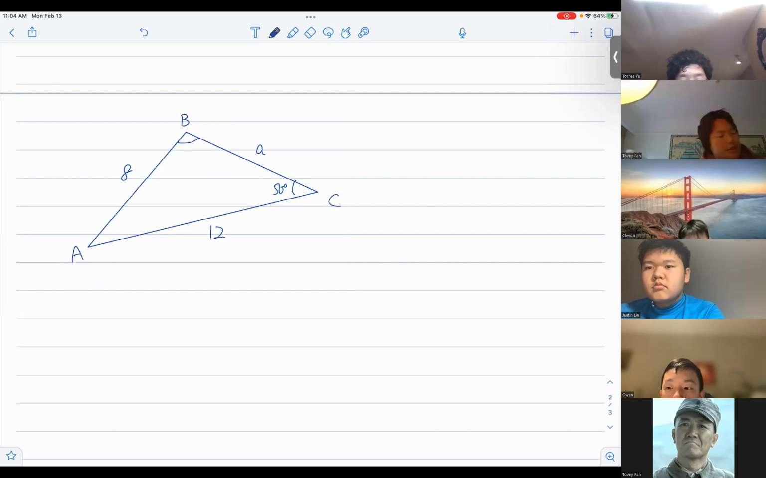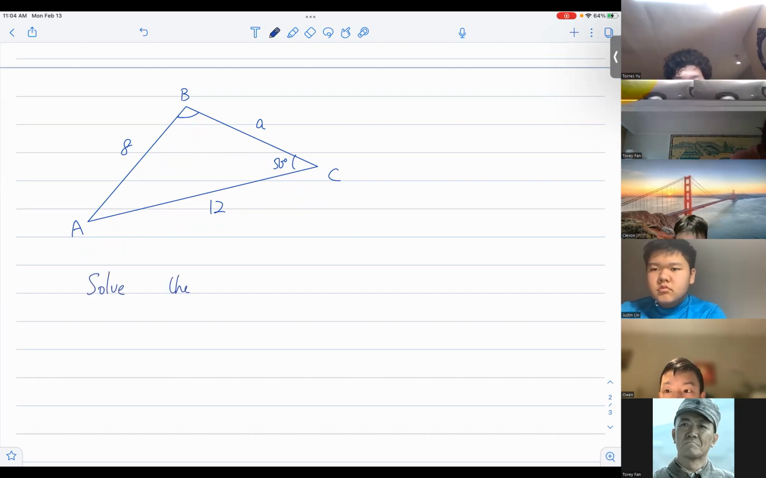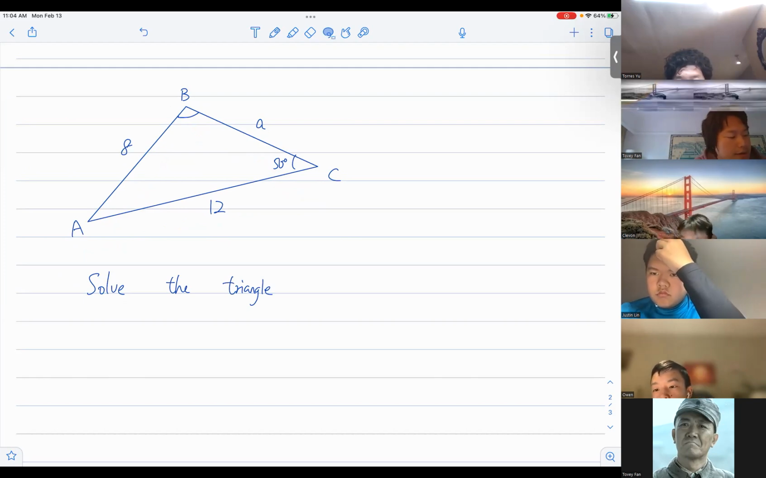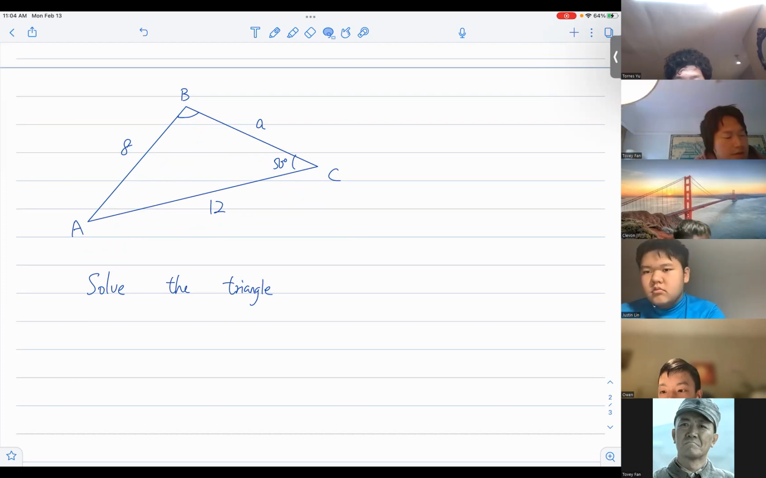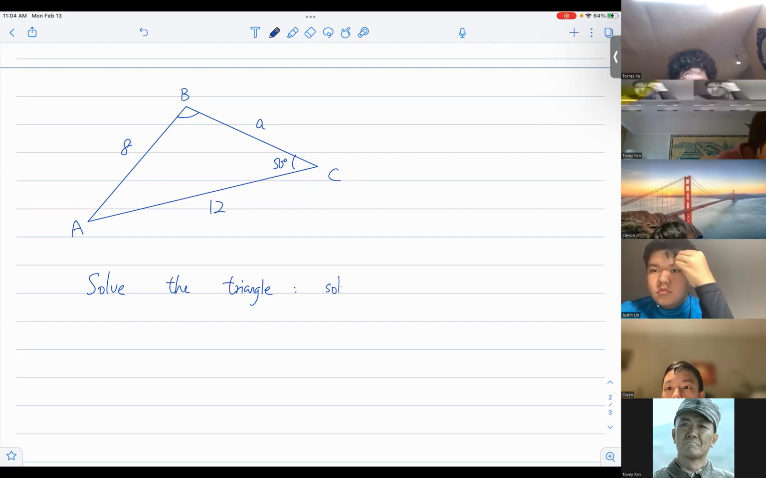To find the length of each side and the degree measure of each angle, we usually just say solve the triangle. Solving the triangle is the most common type of question that you will see in the sections of law of sines and law of cosines. The most basic type of question is to solve the triangle. Solve the triangle means that you're gonna solve for each unknown length and each unknown angle.